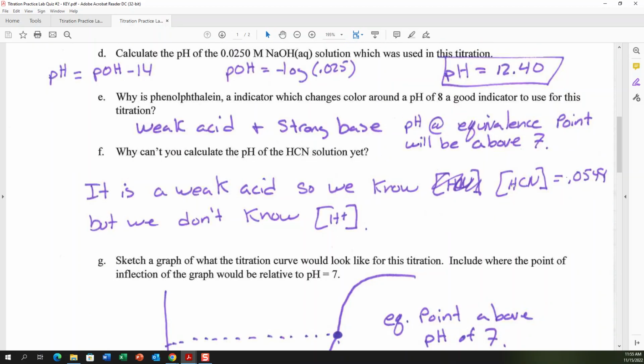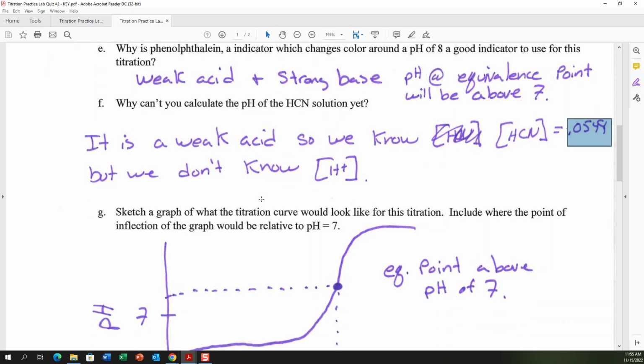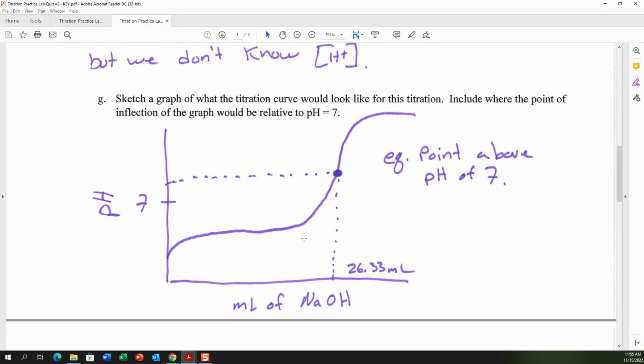So yeah, we know the molarity of HCN, but we don't know the molarity of H+. We know that the molarity of H+ is going to be less than what we calculated, because it doesn't completely dissociate, but we don't know what it is. We'd have to know more information, and we'll learn how to do that in Unit 5. Okay? What would the titration curve look like?